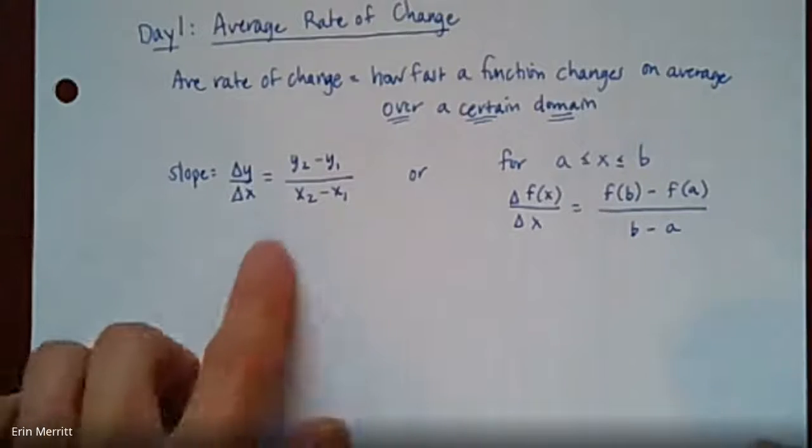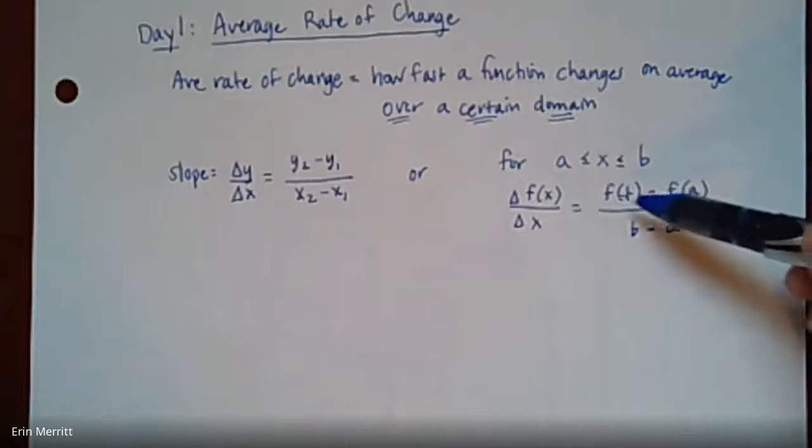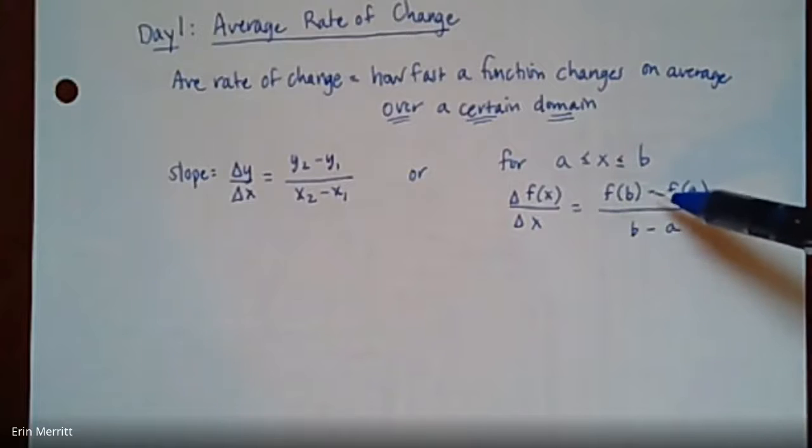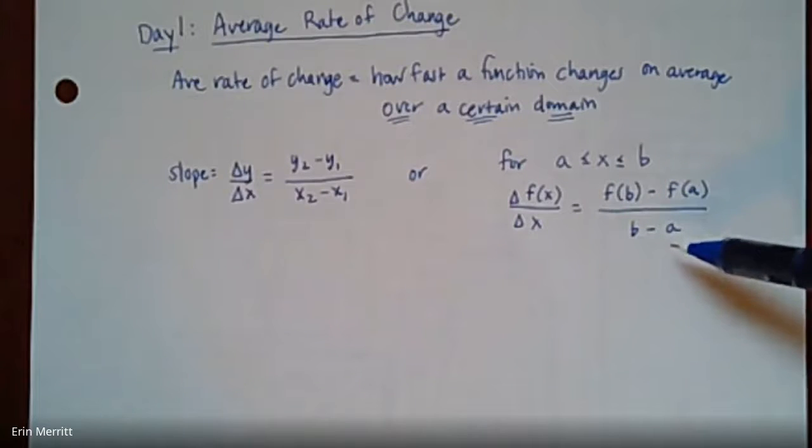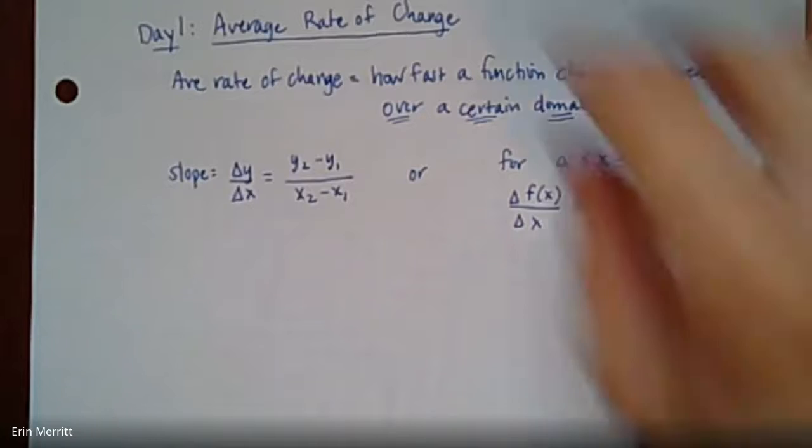Okay. These two things mean exactly the same because anytime we use f of x or f of anything, those are y values. And then in this case, B and A, we're setting those as x values.